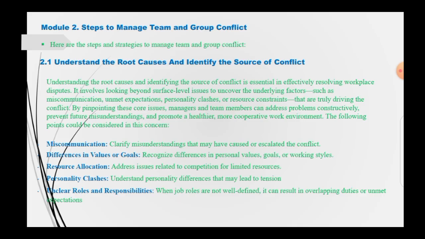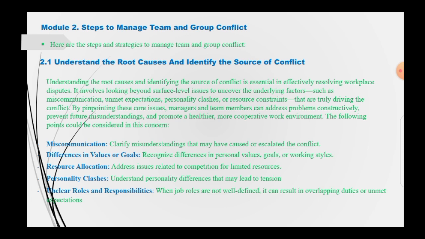So our very first step in this regard, that is 2.1, understand the root causes and identify the source of conflict. Understanding the root causes and identifying the source of conflict is essential in effectively resolving workplace disputes. It involves looking beyond surface level issues to uncover the underlying factors such as miscommunication, unmet expectations, personality clashes, or resource constraints that are truly driving the conflict.